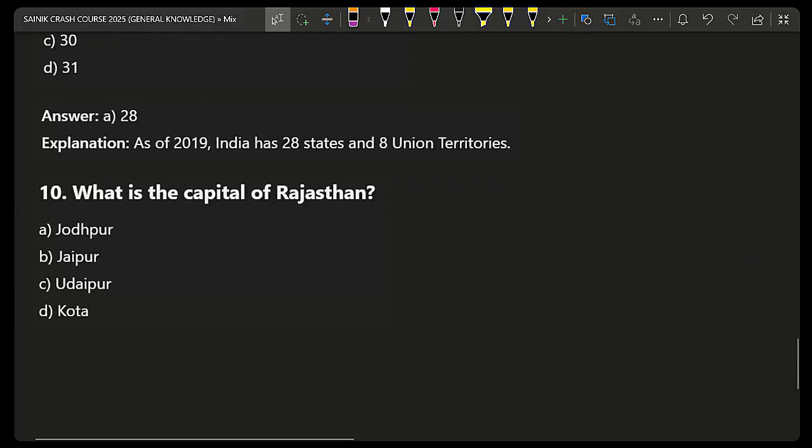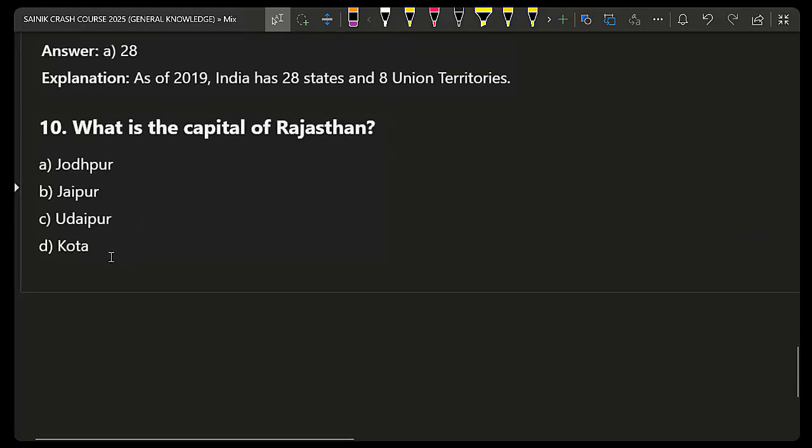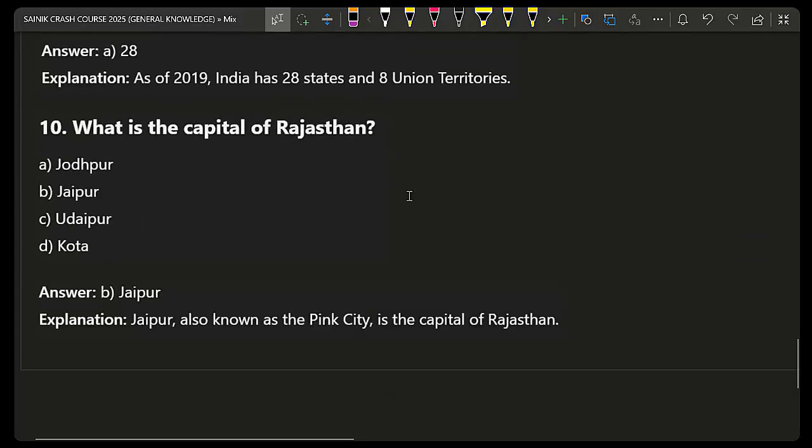And the time got completed. All the students who answered in the poll got the correct answer. 26 students gave the correct answer. Let us see, the correct answer is option B, Jaipur. Jaipur is also known as the Pink City and it is the capital of Rajasthan. Very good. Next question.